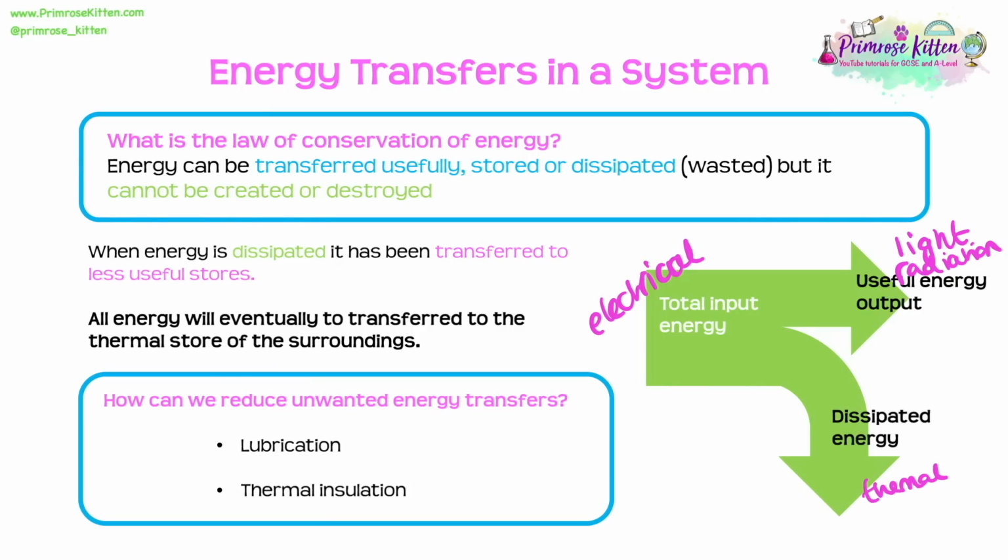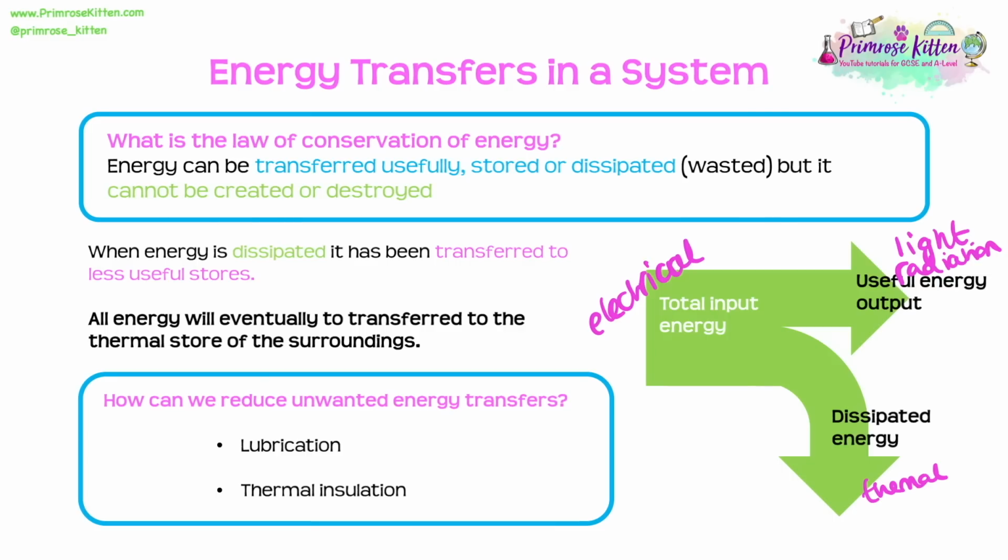In the exam, we might be asked how we can reduce unwanted energy transfers. There's 2 examples that they expect you to know. Firstly, we can lubricate it, and secondly, we can add thermal insulation. Those are 2 ways that we can reduce unwanted energy transfers.